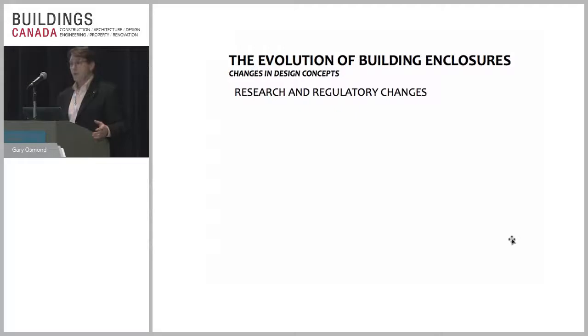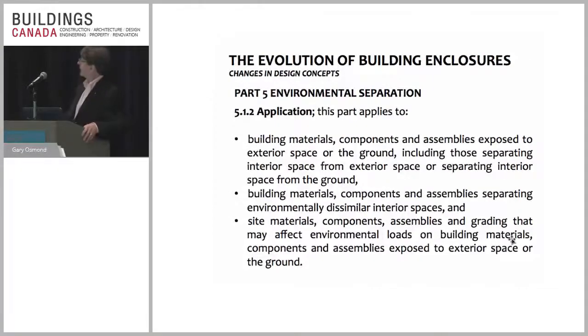There's been a lot of changes, there's been a lot of failures, there's been a lot of research. And with that research has come a number of code changes. Once again, this was really cool when it was animated. Part 5, great part of the code. This is taken from today's 2012 code, and I'll read to you the application. This part applies to building materials, components, and assemblies exposed to exterior space or the ground, including those separating interior from exterior or separating interior space from the ground. Also includes building materials, components, and assemblies separating environmentally dissimilar interior spaces, and site materials, components, and assemblies, and grading that affect the environmental loads on building materials, components, and assemblies exposed to exterior space.